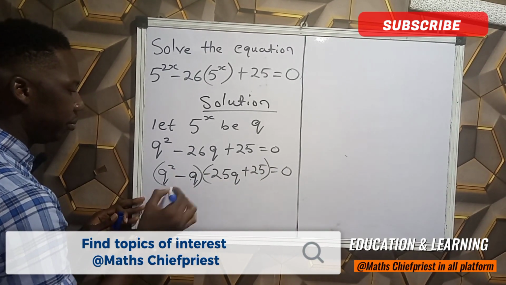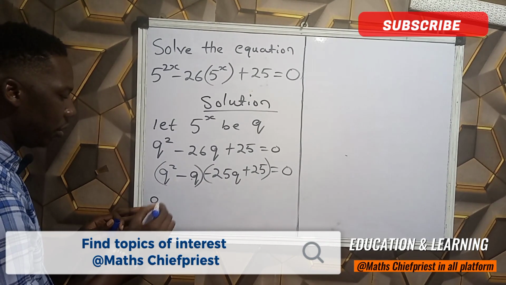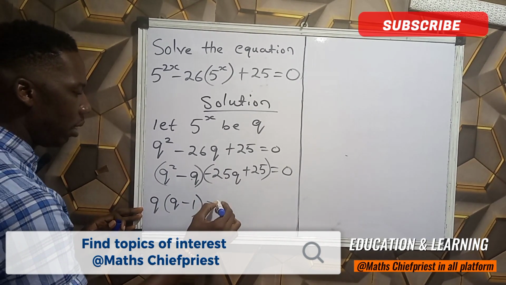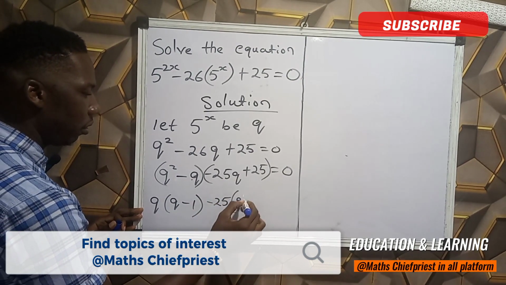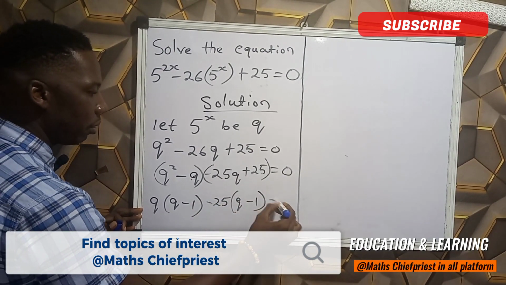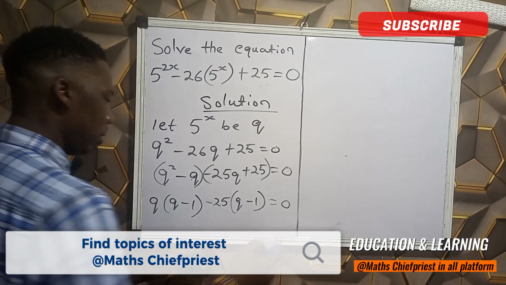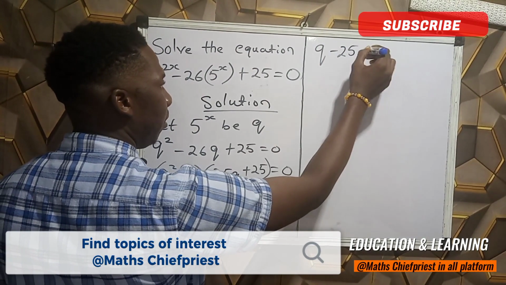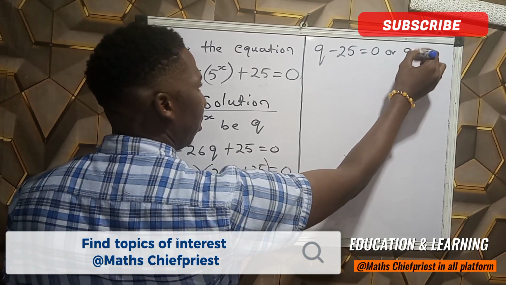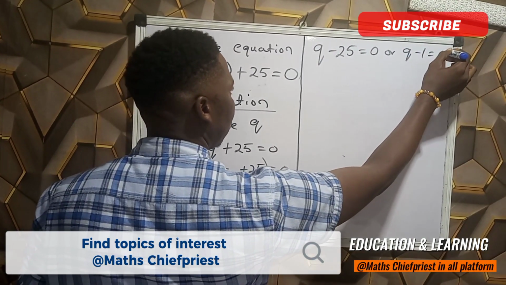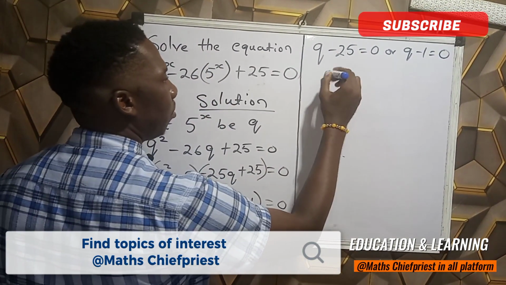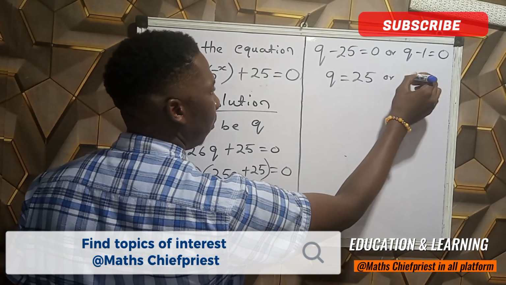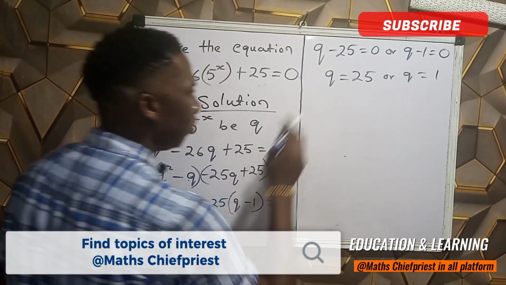Group them. What's common? q. q(q minus 1) minus 25(q minus 1) equals to 0. So these are the same. We now have q minus 25 equals to 0, or q minus 1 equals to 0. q is equals to 25, or q is equals to 1.